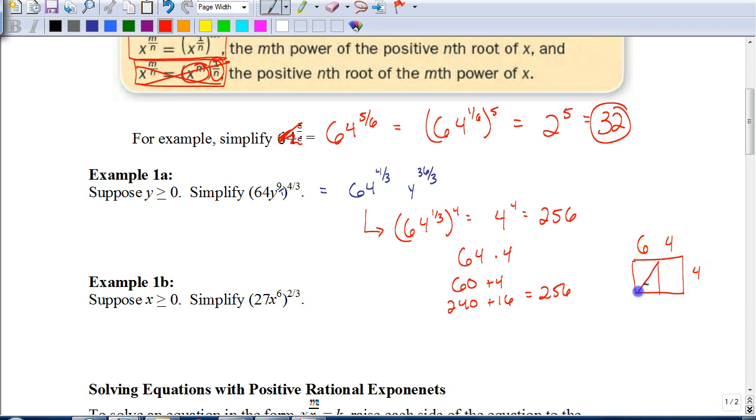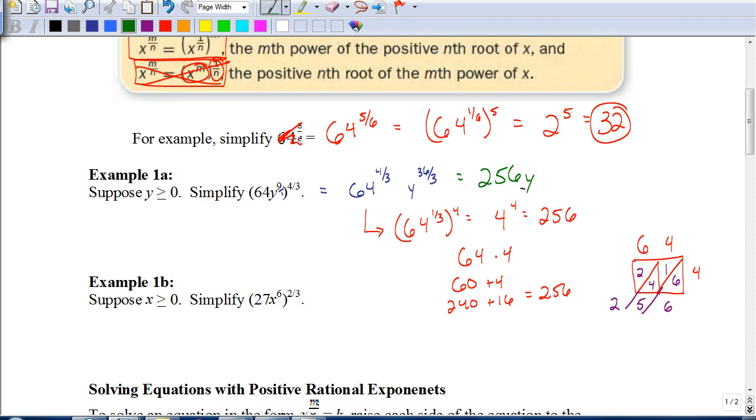So here's the lattice method. 4 times 4 is 16. 4 times 6 is 24. So this would be 6. Add this diagonal up. 4 plus 1 is 5. Add that diagonal up, you get 2. So you get 256. Either way you do it, you're going to want to know how to do this without a calculator. So again, 64 to the 4/3 power simplifies to be 256.